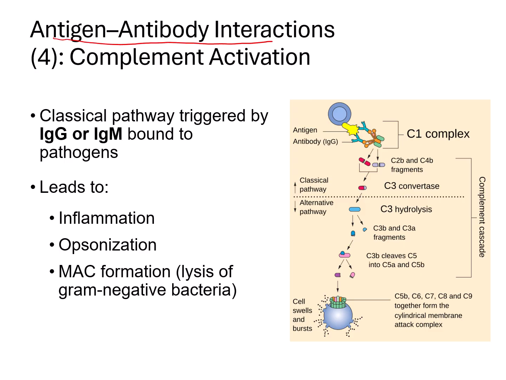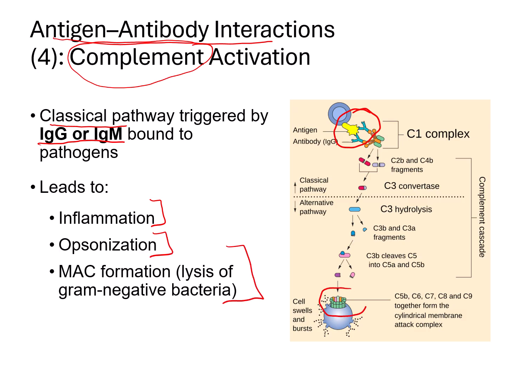Antigen-antibody interactions can also lead to complement activation. The classical complement pathway is triggered when either IgG or IgM binds to a pathogen or pathogens. This leads to inflammation, enhanced opsonization, and formation of that membrane attack complex, which lyses gram-negative bacteria. Remember, this generates large holes in the bacterial cell, which causes water to rush in and lyse these cells.